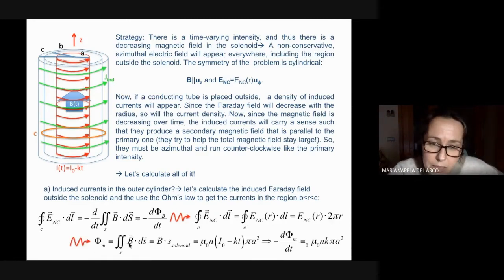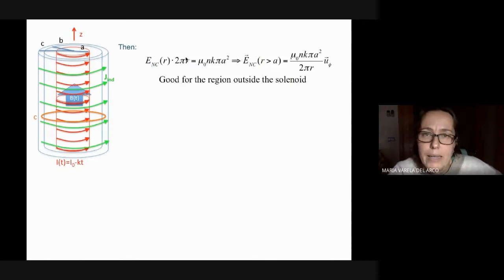How about the second term? The magnetic flux is the integral of B times dS across the surface, but B is homogeneous, so it goes out of the integral, and S is the surface filled by the magnetic field, which is the section of the solenoid. The field of the solenoid is mu naught N i, where the intensity i changes with time. The area of the solenoid is pi a squared, so this is the flux, and its derivative with respect to time will be just that. Now we make this equal to that, and we get the non-conservative electric field for regions outside the solenoid of radius a. And this is what we get.